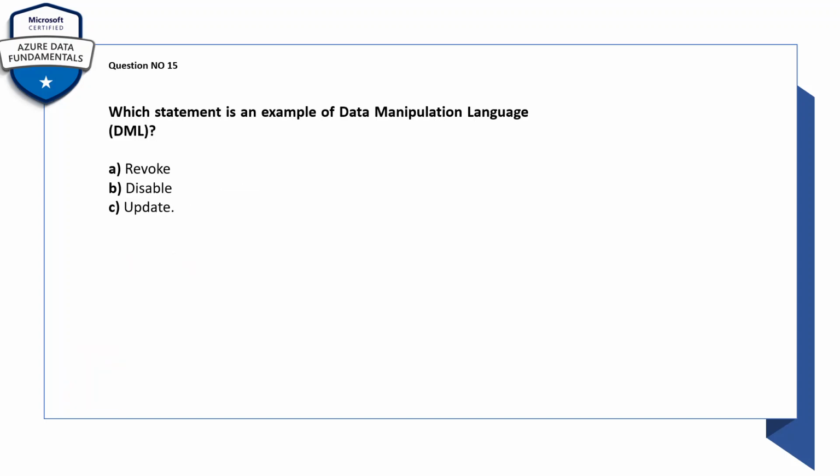Which statement is an example of Data Manipulation Language, DML? Revoke, disable, or update. The answer is update.